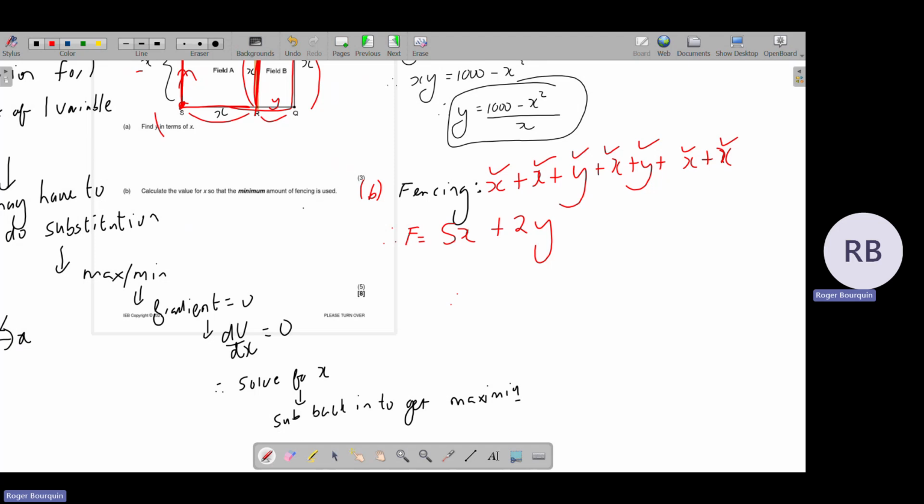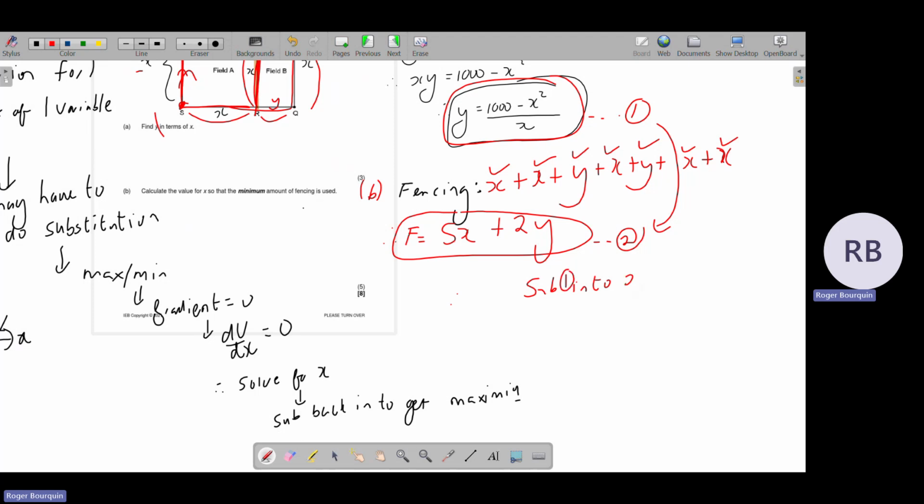That's what I said in the method. You've got to often substitute in, right? To get fencing in terms of one variable. Right? So fencing is equal to 5x plus 2y. But we know that y is equal to that, right? We worked out that y is equal to 1,000 minus x squared over x. So I'm going to sub 1 into 2, right? Because what's that going to do? That's going to give me an equation. Sub 1 into 2 for what I'm going to maximize or minimize in terms of one variable only.